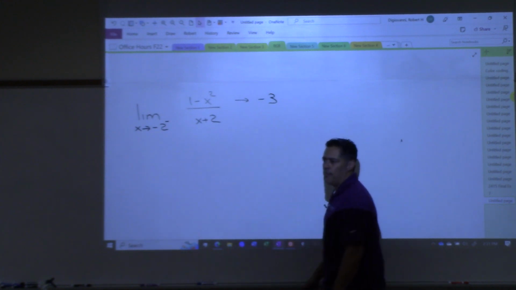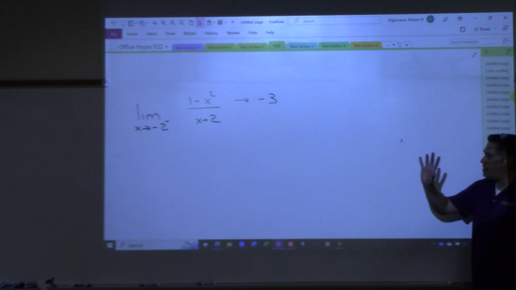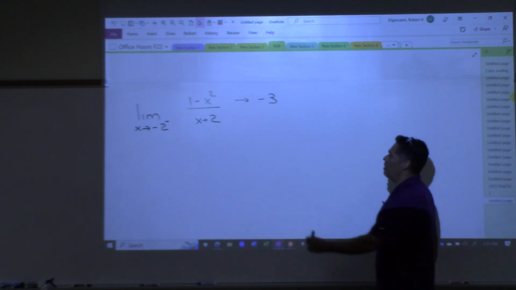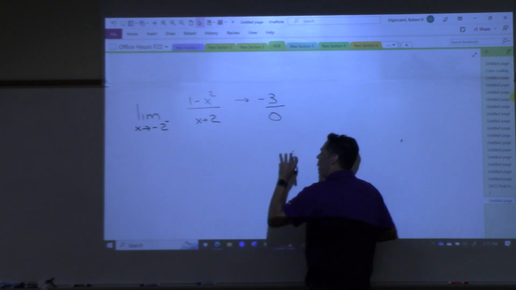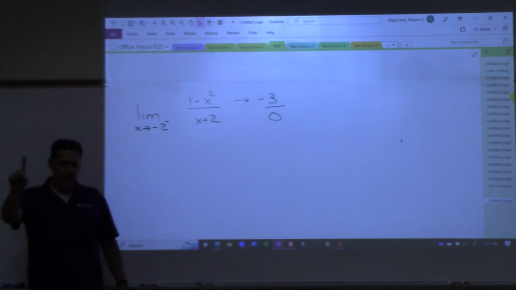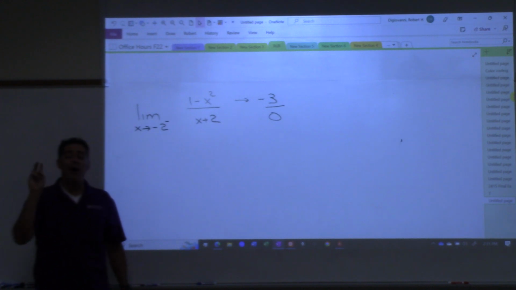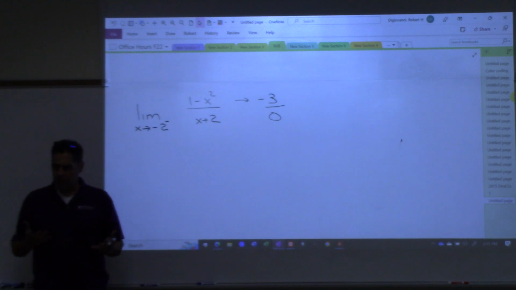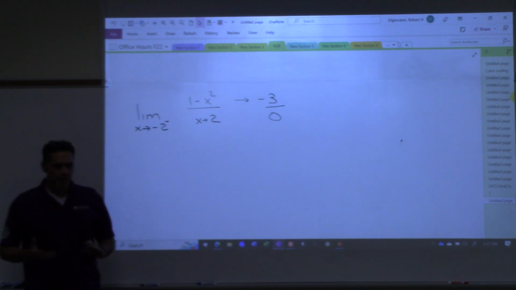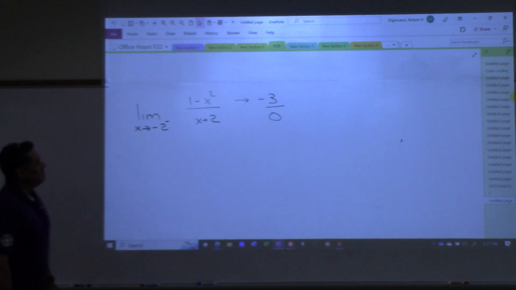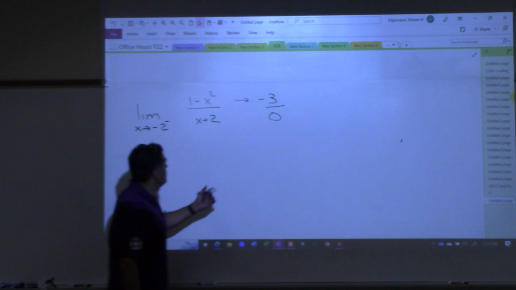Good. The top is headed to -3. Hey, that's a fixed number, right? It's not positive, it's negative, but it's fixed. Now the bottom is headed where? 0. Right now, I can tell you that my answer is either infinity, negative infinity, or possibly it doesn't exist. It would depend on if the limit was coming from both sides or not, right? So anytime you take a limit and get fixed over 0, you know there are only 3 possible outcomes. We have to determine the outcome.